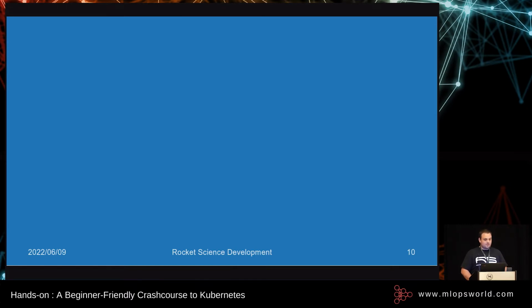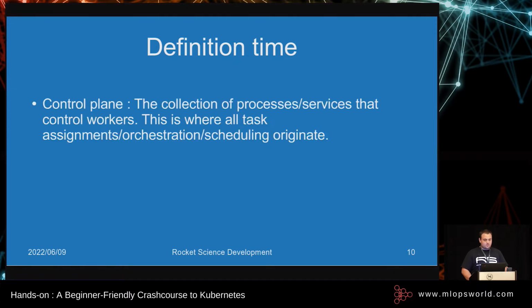into the important part. So first, let's start by defining terms. What you'll hear a lot about when it comes to orchestration in general, and specifically in Kubernetes, is a control plane. The control plane is all the processes and services that help you control workers, and this is where all the assignment, scheduling, tasking, workload distribution, etc., will originate. So it's basically the head of the cluster, the brain of the cluster.